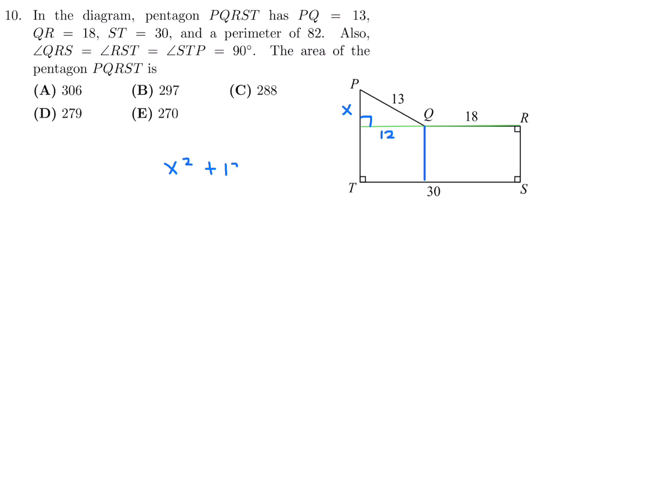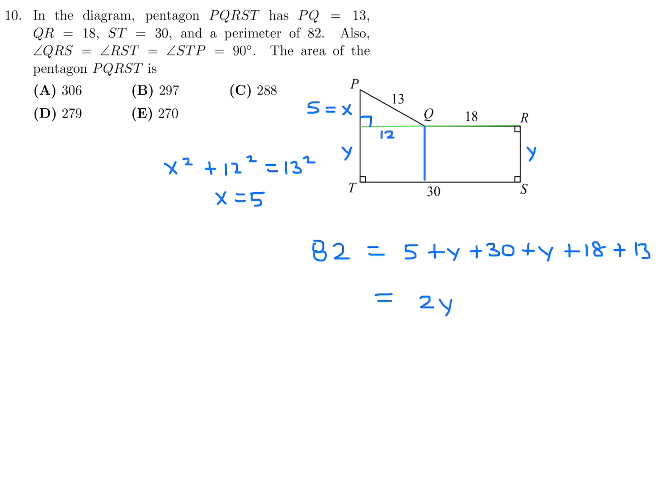And then with Pythagoras, we can easily figure out this distance right here. X squared plus 12 squared is equal to 13 squared. And then solving, we get x equal to 5. And some of you already knew that in your head. Now we have to figure out this area, but we still need this distance. That distance we don't know yet. But we are told a perimeter, so that's going to allow us to solve for that. I'll just call that y. So the perimeter, which is 82, is equal to 5 plus y plus 30 plus y plus 18 plus 13. So that means 2y is equal to 82 minus the sum of these numbers, which is 66. So that means 2y is equal to 16, and therefore y is 8.